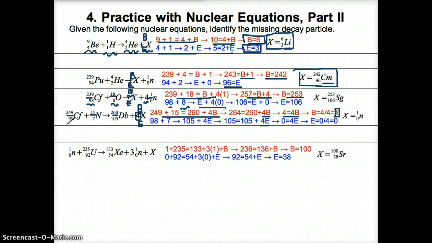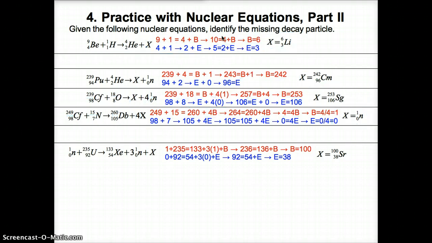And then the sum of the charges on the reactant side, 98 plus 7, must be equal to the sum of the charges on the product side, which is 105 plus 4 times E, since it's 4x instead of just x. If you solve for 4E, you get 4E is equal to 0. If you just divide 4 on both sides, you get E is equal to 0. So if you check on table O, the particle with the charge or bottom left number of 0 and a mass or top left number of 1 is just a neutron. So you know x is equal to 1, 0 with the symbol of n that indicates a neutron.